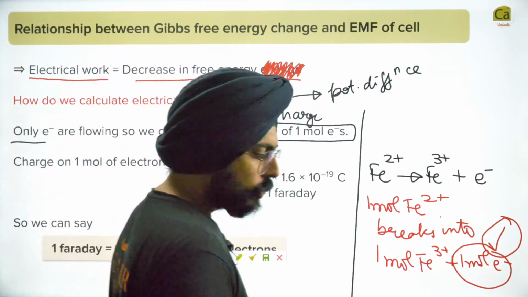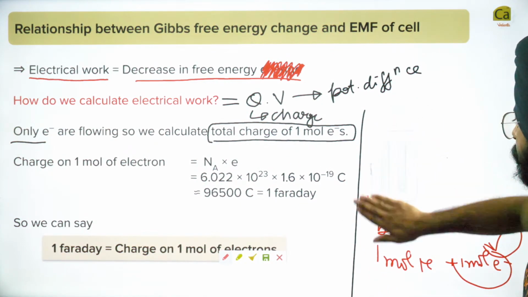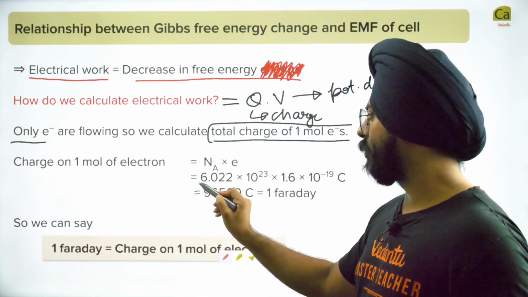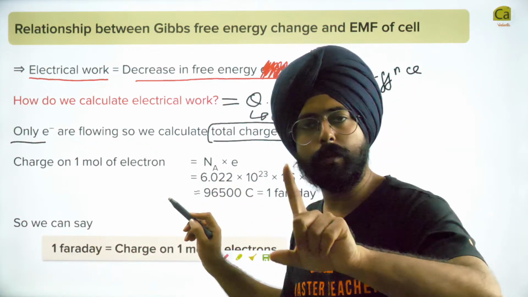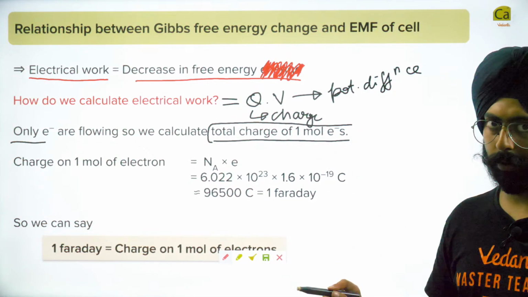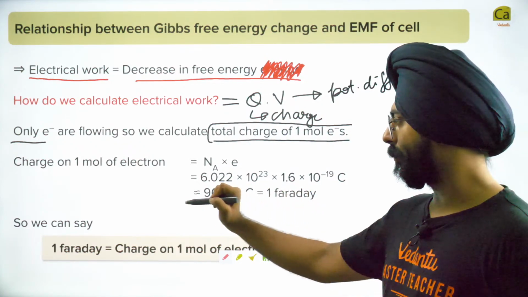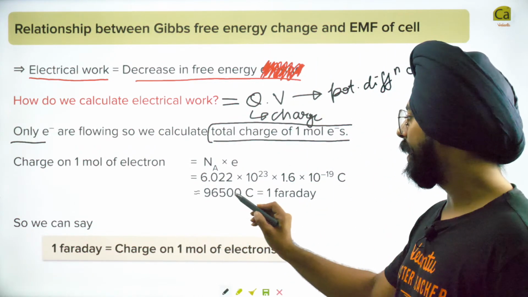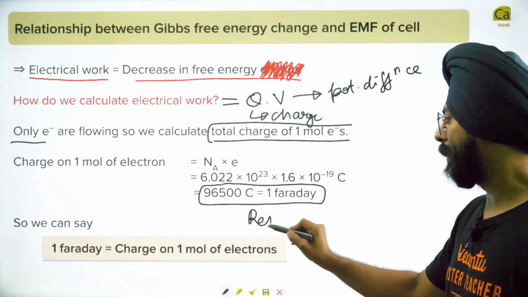ठीक है, चलो. So let us now try to figure out the total charge of 1 mole of electrons. ठीक है, तो बड़ी सिंपल सी बात है ये तो. Charge on 1 mole of electrons is equal to Avogadro's number, 6.022 into 10 to the power 23, into the charge of 1 electron in coulombs, 1.6 into 10 to the power minus 19 coulombs. When you multiply this, you get a very interesting number, approximately equal to 96500 coulombs. 96500 coulombs is also called 1 Faraday. This is something that you have to remember.